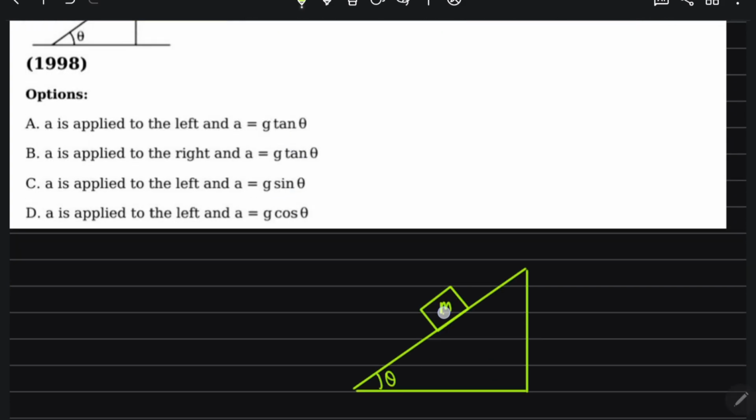Here you see this is mg acting downwards. I made it a different color so that it is easier for you. Normal reaction acting here. This is mg sin theta. This is mg cos theta, right? And here we have to provide some pseudo force, that is ma, right? So they balance this. This is theta, this is 90 minus theta, theta. So if I resolve this, this is ma cos theta.